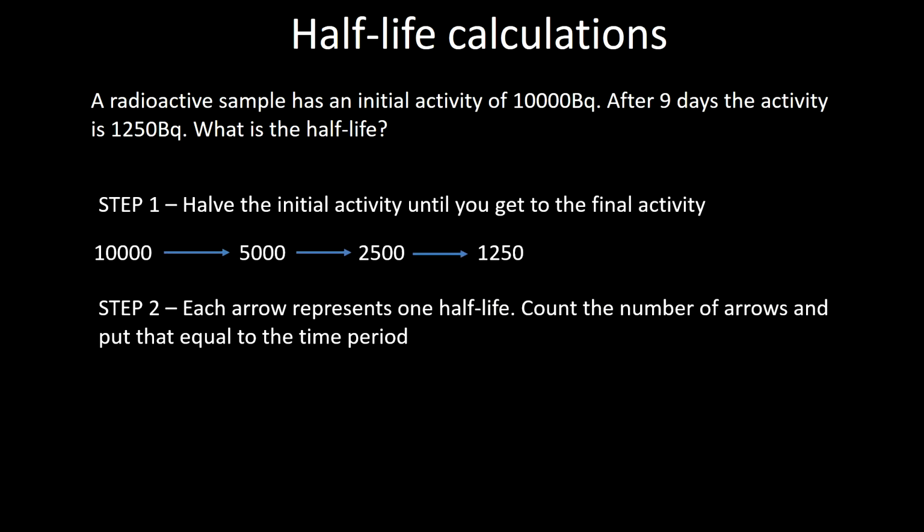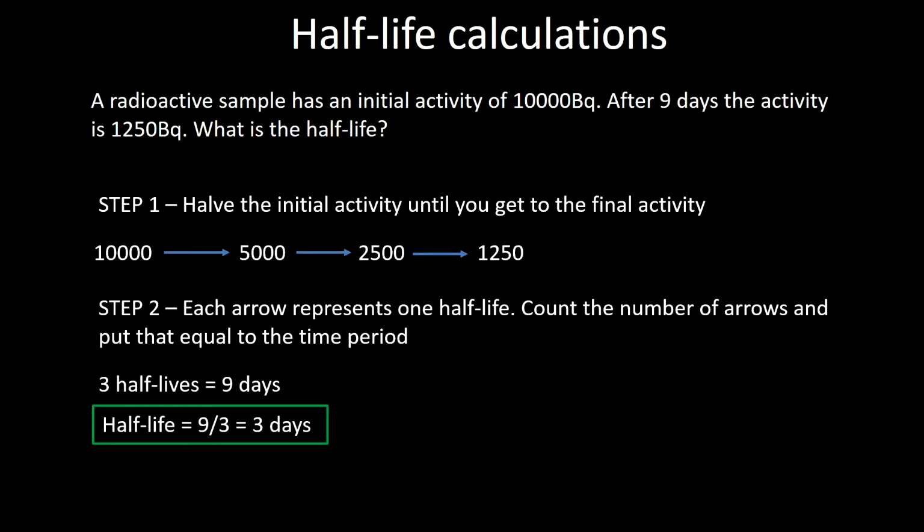So all you do now is you count the arrows, and then set that number of half-lives equal to the time period you've been given in the question. So we've got 3 arrows here. That means 3 half-lives is equal to the 9 days we've been given in the question, and therefore the half-life is 9 over 3, 3 days. Okay? So those are the two broad types of question that you might be asked.